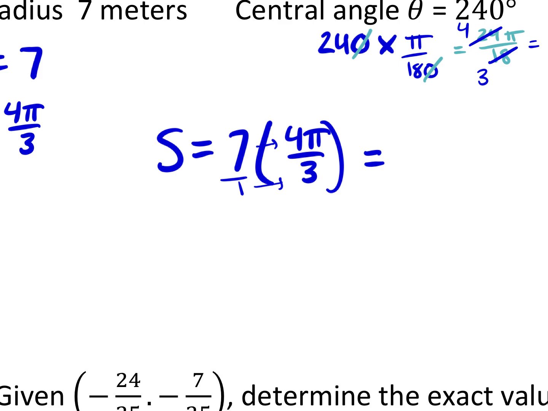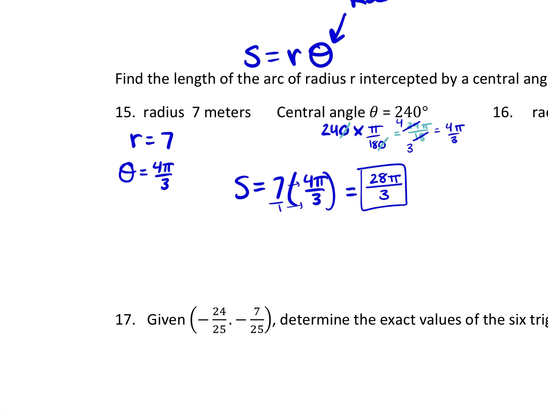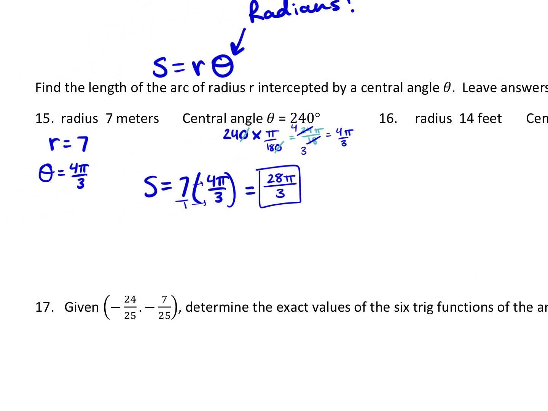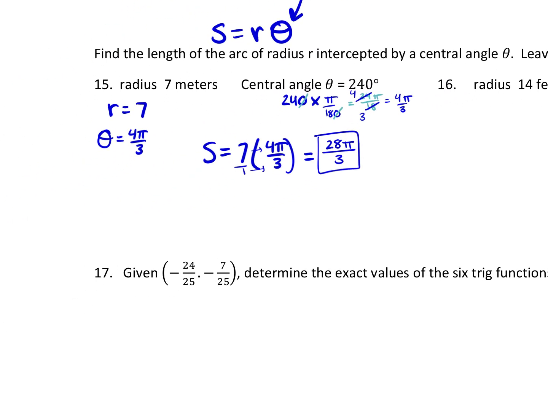What's 7 times 4? 28 pi over 3. Can we simplify? No. So that would be our answer. Awesome. So this one, you're not putting it in the calculator. It says leave your answer in terms of pi. Just leave pi like that.